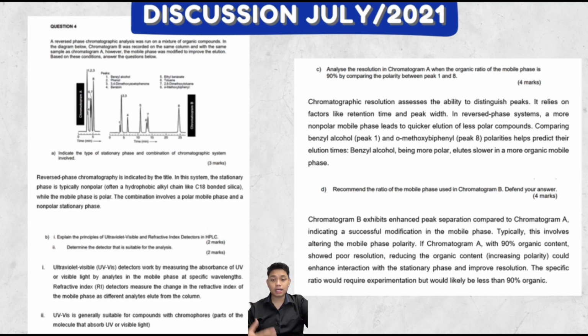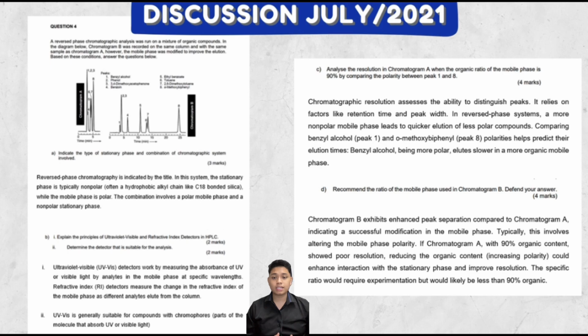Now, let's discuss the answer for B1 and B2. Ultraviolet detectors work by measuring the absorption of UV or visible light by analytes in the mobile phase at specific wavelengths. Refractive index detectors measure the change in the refractive index of the mobile phase as different analytes elute from the column. For B2, UV-Vis is generally suitable for compounds with chromophores, which are parts of the molecules that absorb UV or visible light.